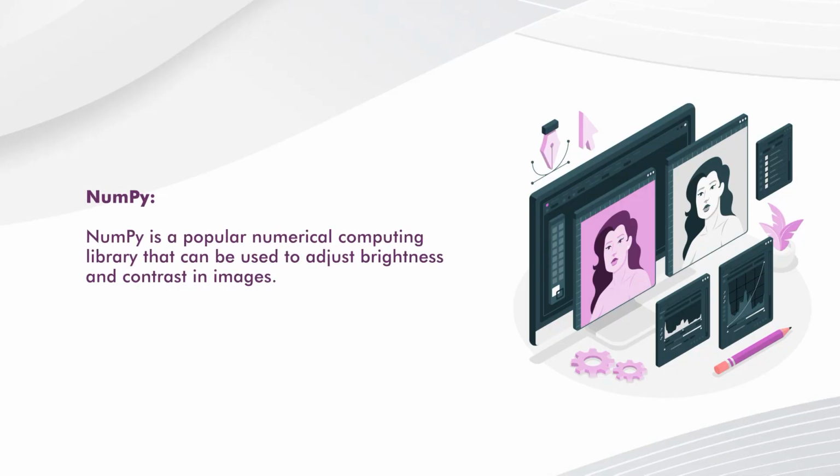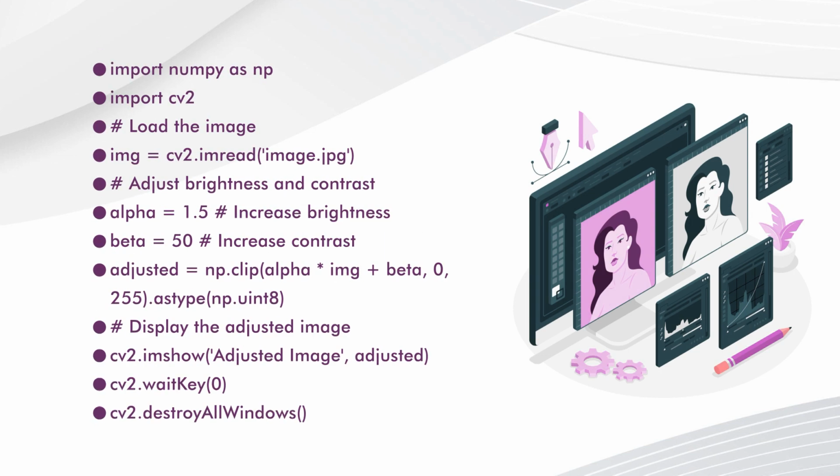The next one is NumPy. It is very common. NumPy is a popular numerical computing library that can be used to adjust brightness and contrast in images. Here is an example of how to adjust brightness and contrast using NumPy.